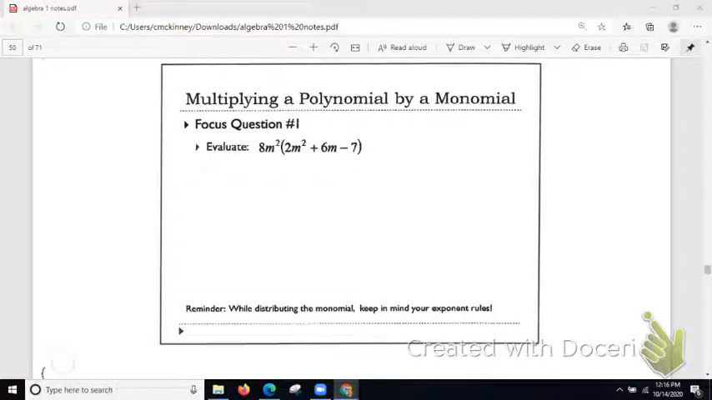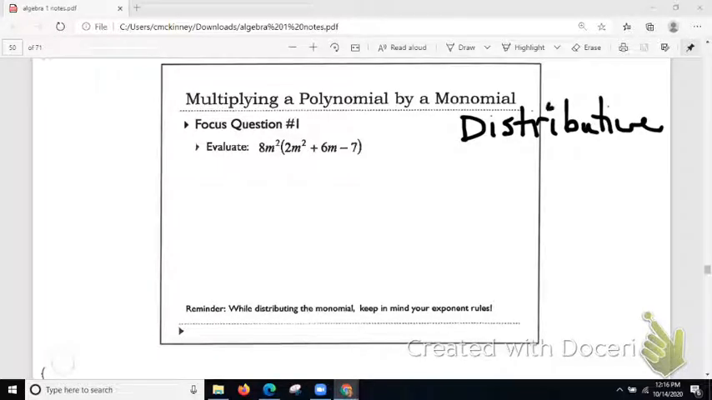Hi class, so today's lesson we're going to be multiplying. We're going to start by multiplying a polynomial, so has more than one term, poly, by a monomial, meaning it has only one term. So we're going to be using two things that you are quite familiar with. We're going to be using distributive property. Everybody knows and loves distributive property.